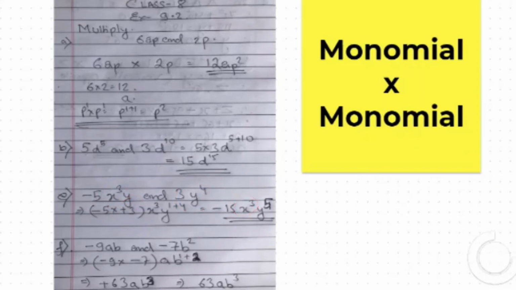And here is y, which has no power, meaning power 1, and here there is y which has power 4. Same bases' powers will be added. So y to the power of 1 plus 4. The answer is minus into plus is minus: 5 threes are 15, x to the power of 3, and y to the power of 5.